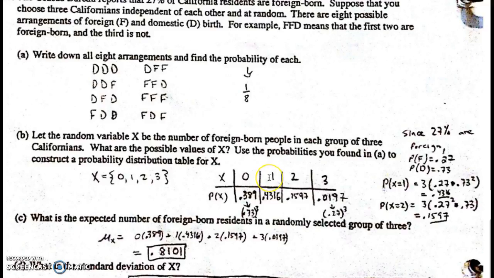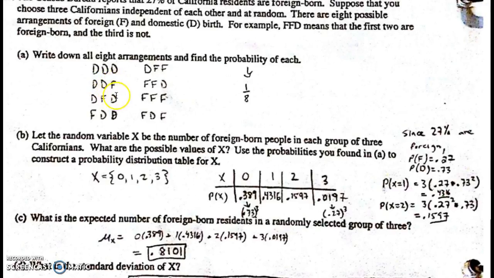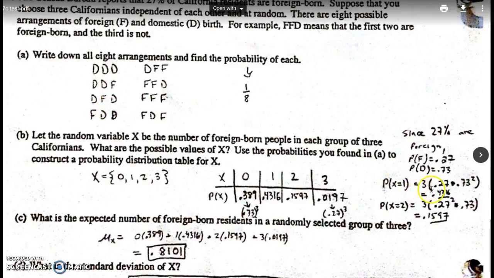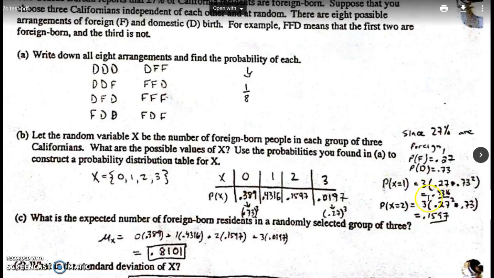To find the probability of 1 foreign-born person, we would come over here and say, okay, look, here's one event where there's 1 foreign, here's a second, here's a third. There's 3 out of 8, or there's 3 times where there's an arrangement of 1 foreign-born person. So the way you calculate that is there's 1 foreign, so 0.27, there's 2 domestic, 0.73 squared. You multiply those together. But then because there are 3 possible ways that that could happen, where there's 2 domestic and 1 foreign, you're multiplying your answer by 3, and you get 0.4316.